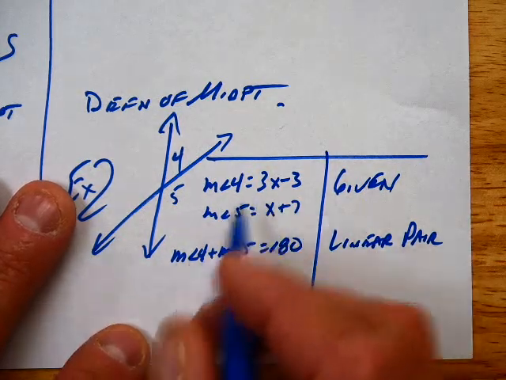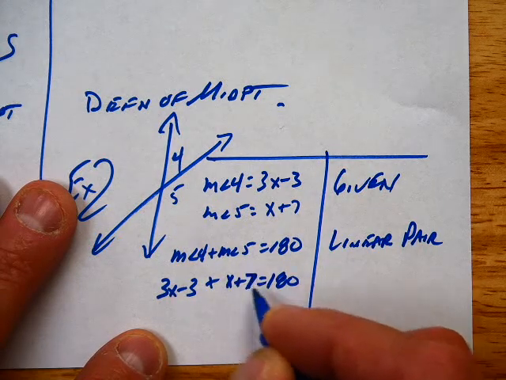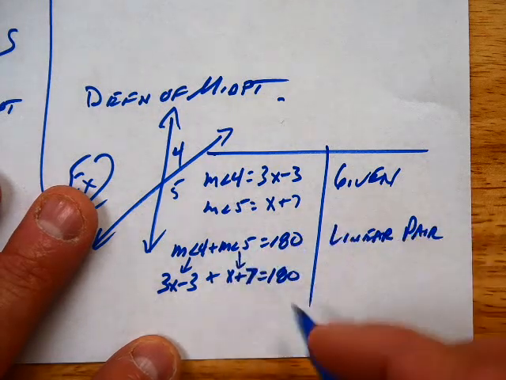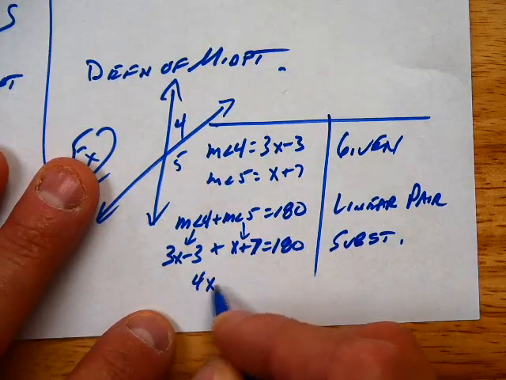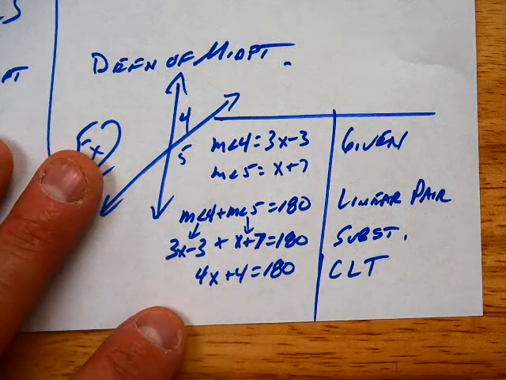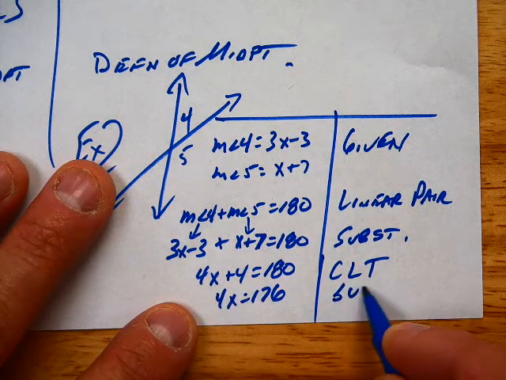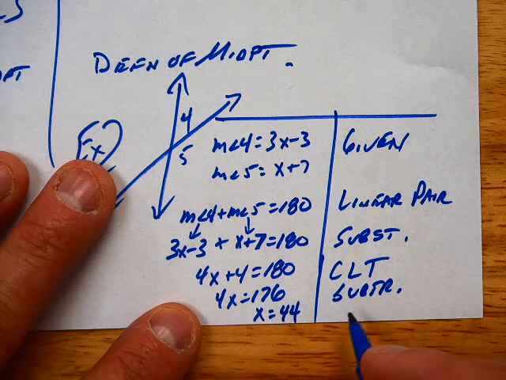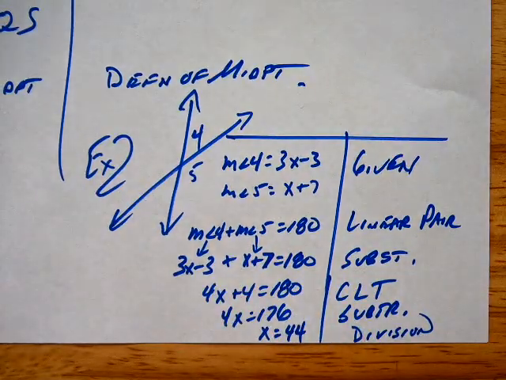Okay? So now, in place of angle 4, I'll put 3x minus 3. In place of angle 5, I'll put x plus 7. What property allows me to do that? Substitution. I took angle 4 out, put in what it's equal to. Took out angle 5, put in what it's equal to. So, substitution. Okay? Now let's go 4x plus 4 equals 180. What did I do? Combine like terms. Okay. So then 4x equals 176. What did I do? Subtraction. And x equals 44 by division. So once I find x, then it's saying find the measure of each numbered angle.